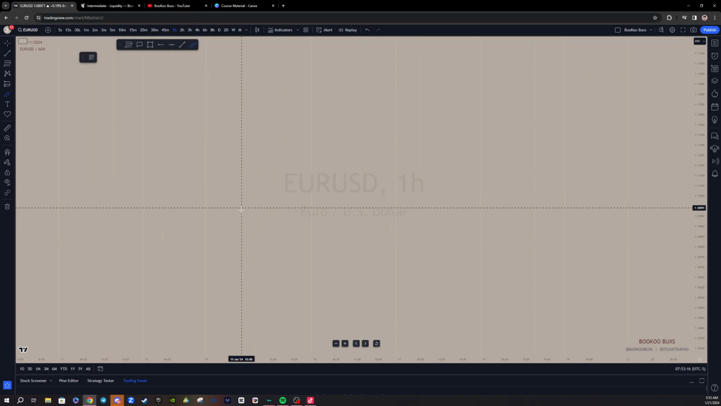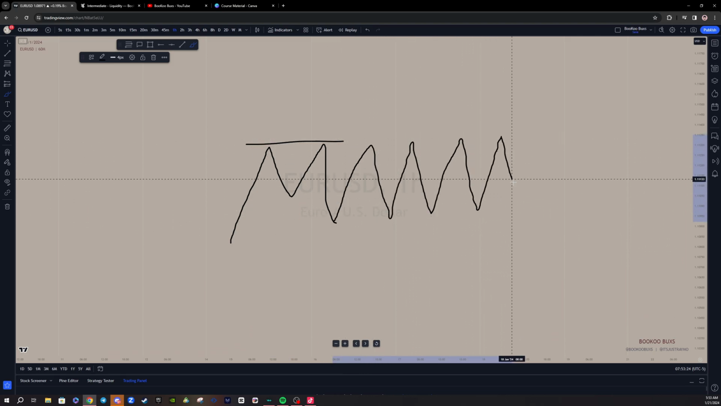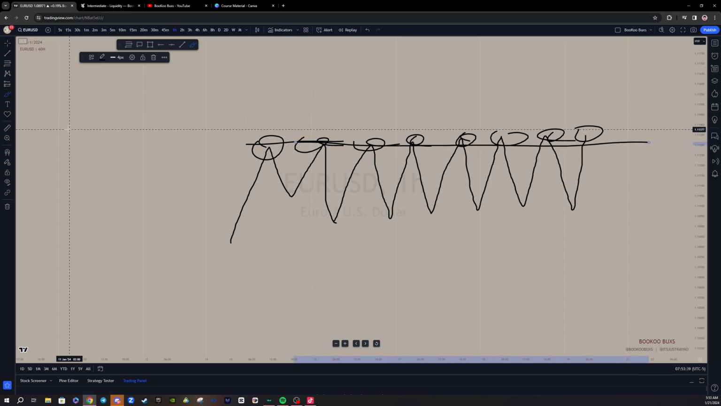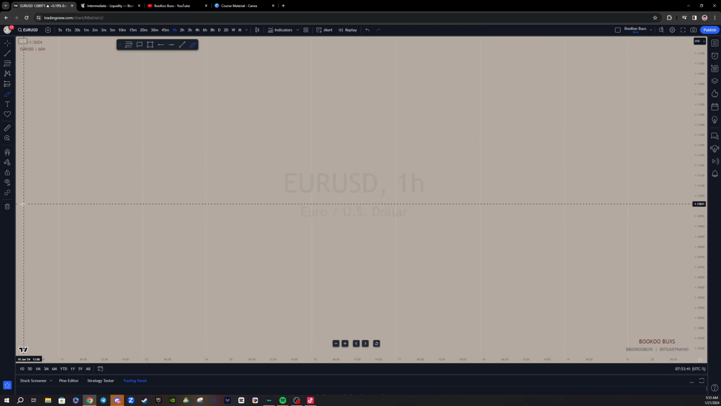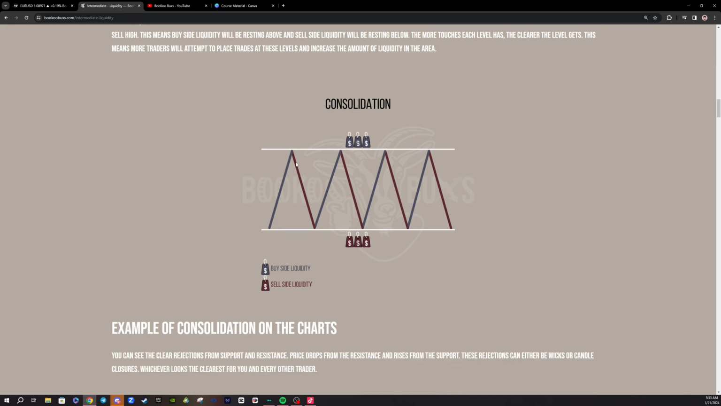If price makes a double top like this, yes, this is clear, but imagine if price does this like 10 times. 1, 2, 3, 4, 5, 6, 7, technically 8 right here. The more touches it gets, it's going to be very clear that this is a clear resistance level. And the clearer it is, the more traders that will see it. And the more traders that see it, the more traders that will sell at resistance. And the more traders that sell resistance, the more stop losses there will be above those highs. More specifically, buy stop orders, which is buy side liquidity.